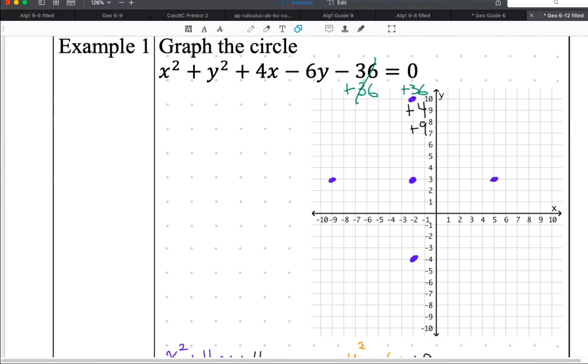I know that we have technology, so we don't have to worry too much about that, but I do have technology, so it does make it a little bit easier for me to make a circle. Boom, nice perfect circle. And that's all I have for the notes. That concludes lesson 6-12.